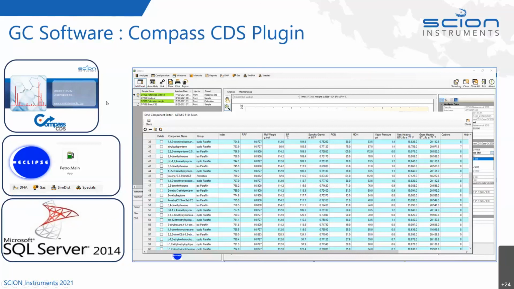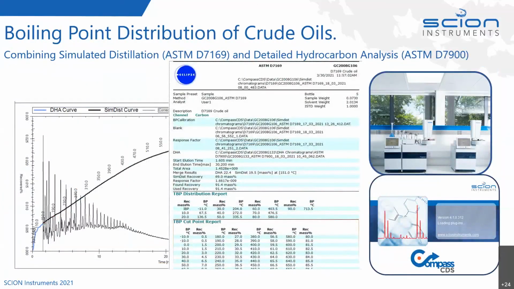So the software will then work together, and it will then produce our combined simdist report, as we can see here. Yes, we can plot chromatograms. We can plot the DHA curve. You can see in blue here on the left-hand side, we've got the simdist plotted from the DHA analysis, adding to the main simdist curve, the black line from the simdist analysis itself. And the chromatogram itself is from the simdist plot. The software itself will create a distribution report for you, a table. It can also do a table of the cut points for you, and it has other reporting options as well inside it.